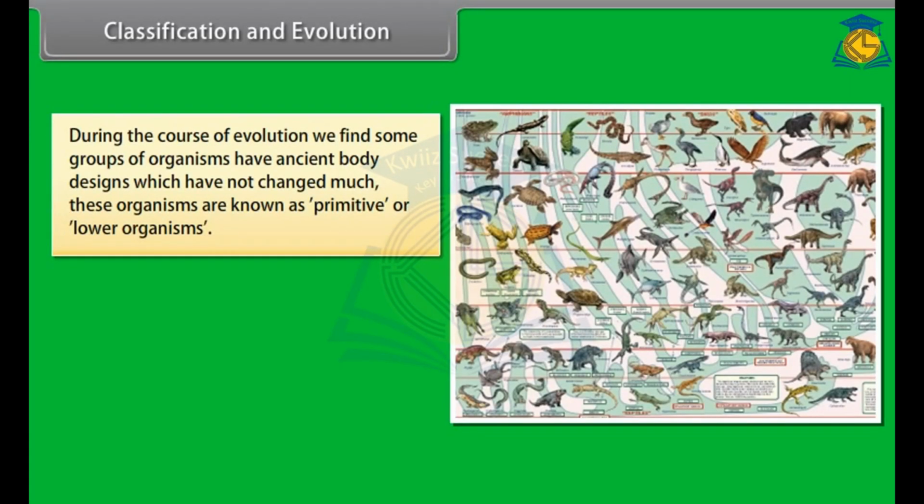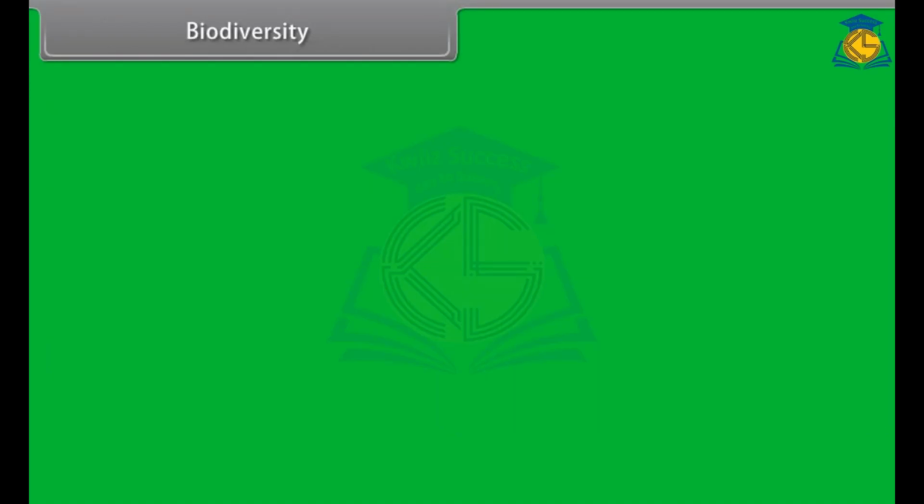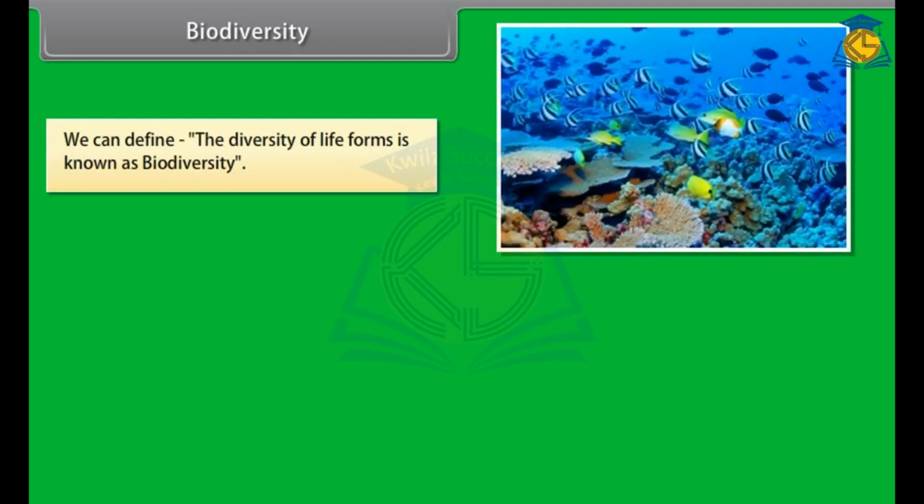During the course of evolution, we find some groups of organisms have ancient body designs which have not changed much. These organisms are known as primitive or lower organisms. While there are other groups of organisms which have acquired their body designs during the course of evolution, these are known as advanced or higher organisms. Biodiversity. We can define the diversity of life forms as biodiversity.